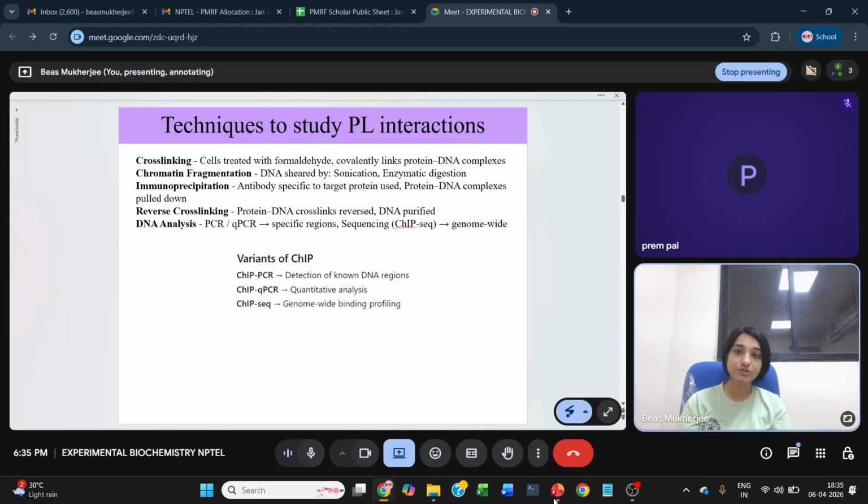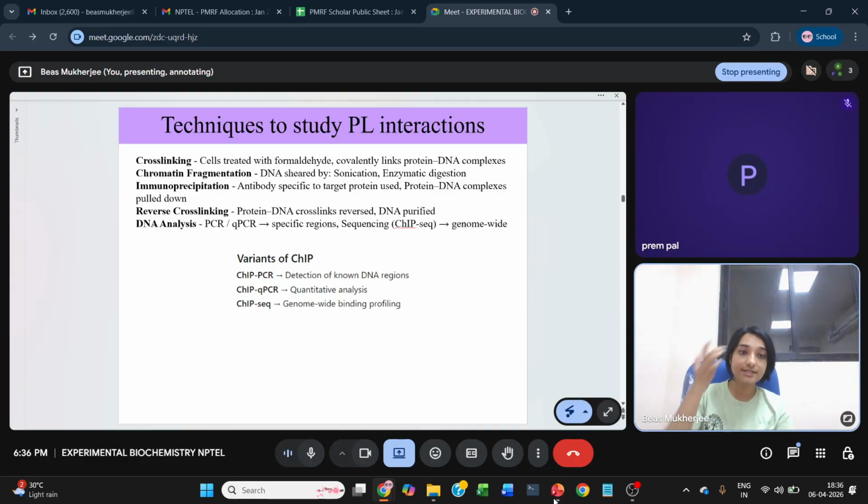Okay, so the procedure is cross-linking. The cells are treated with formaldehyde and covalently cross-linked. Protein-DNA complexes are formed. Chromatin fragmentation: so DNA is sheared by sonication and enzymatic digestion. Then immunoprecipitation, that is, an antibody specific to the target protein is used. Protein-DNA complexes are pulled down. And reverse cross-linking: so protein-DNA cross-links are reversed and DNA purified.